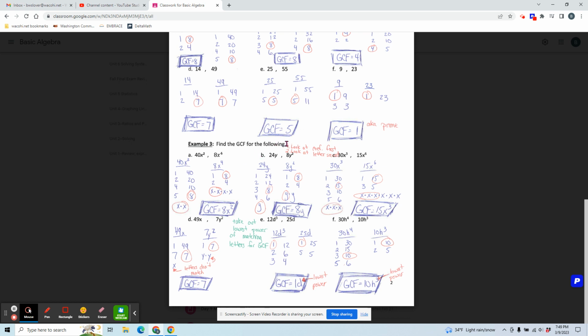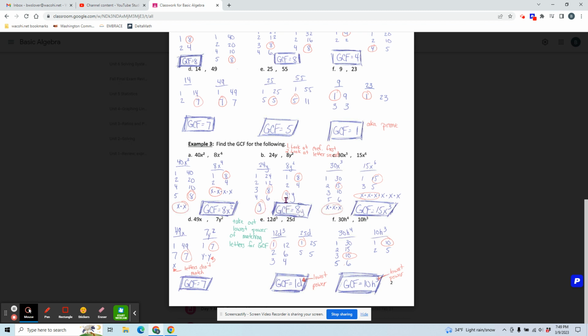Letter B, same thing. I'm going to look at the coefficients first, and then I'm going to look at the letters. So my coefficients are 24 and 8. So I look at 24, I look at 8. My greatest common factor for the coefficients is 8. Now I move on to the variables. Are they the same letter? Yes. If they are, then I can go ahead and identify a greatest common factor for the variables. I have a y and a y times y. So I circle the y, I can take out one of them.